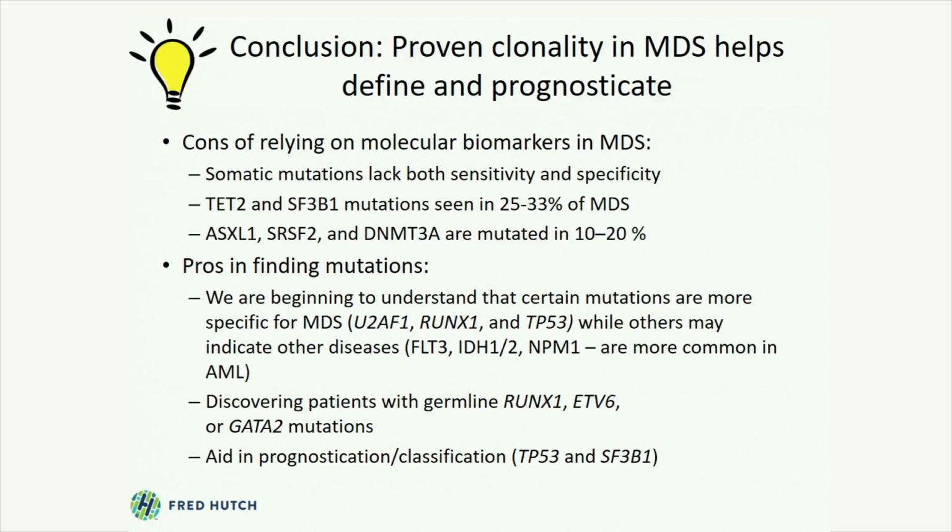But there are also pros here. We are beginning to understand that mutations are specific for certain entities. So mutations in U2AF1, RUNX1, and TP53 can help. And with the germline predisposition syndromes, if we see germline mutations in RUNX1, ETV6, or GATA2, those can also help us with our management of our patients.